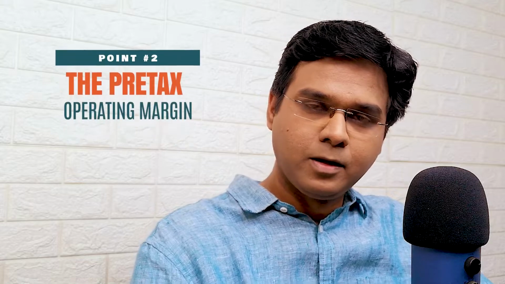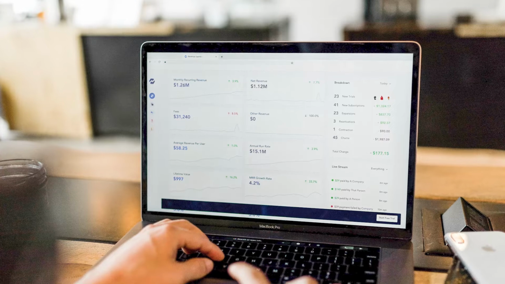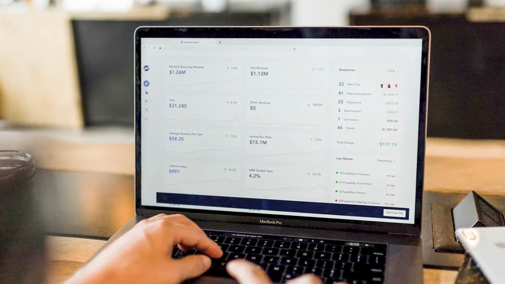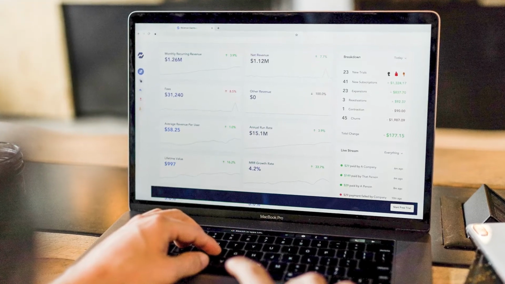Number 2, the pre-tax operating margin. I look at the operating profit pre-tax. This does not include other income. So I look at that pre-tax operating margin. Now, pre-tax operating margin factors in costs like selling, general, administrative, research, development, and depreciation. All of these costs are deducted from the gross profit. You add interest expense as well. So what you are left over is the pre-tax operating margin.